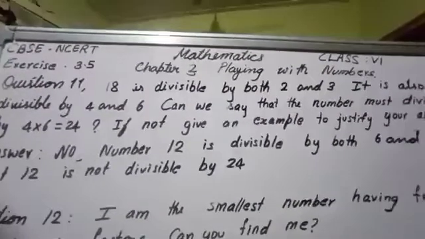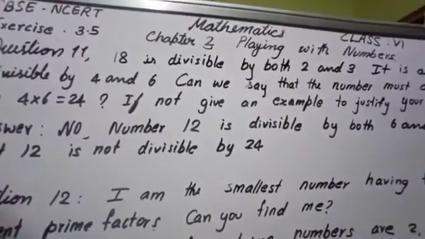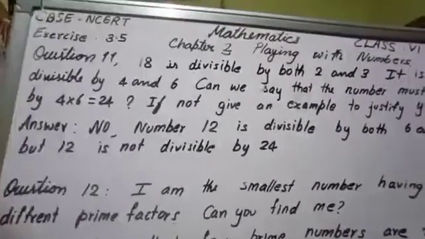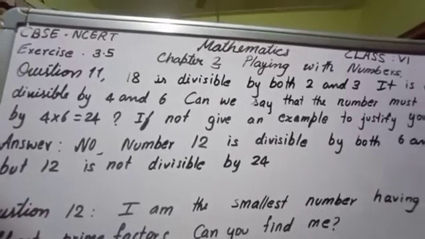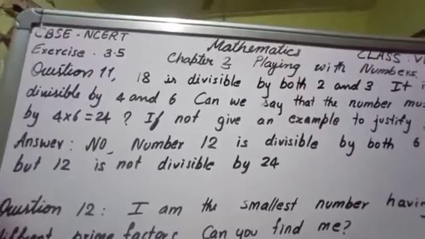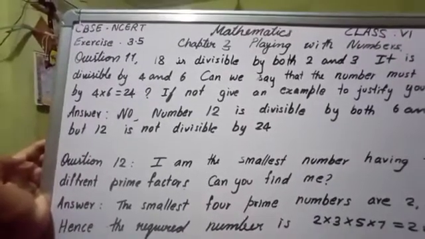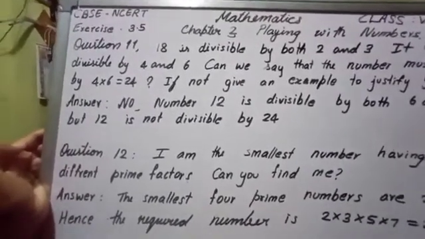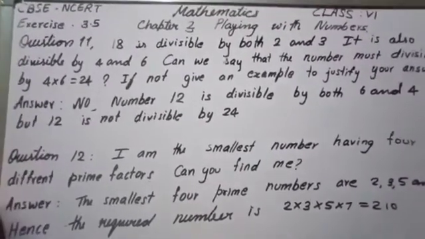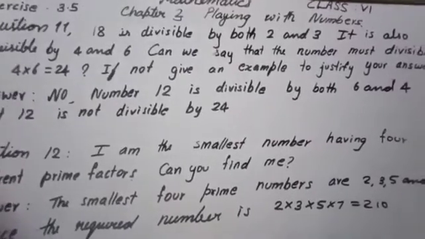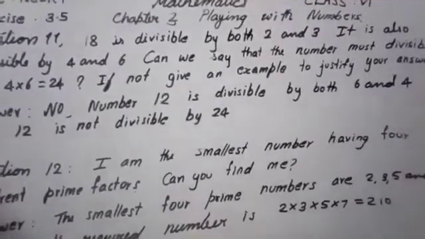Next, we'll go to question number 12. I am the smallest number having 4 different prime factors. Can you find me? So what will be the answer? The smallest four prime numbers are 2, 3, 5, 7. So the required number, if we multiply, we will get 2 into 3 into 5 into 7, which is 210.